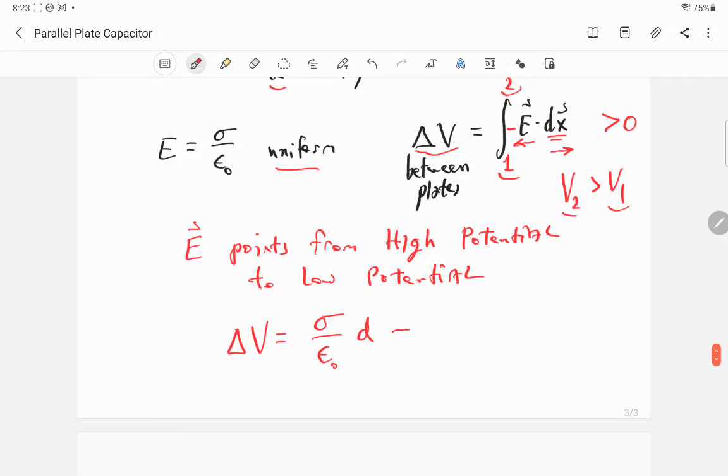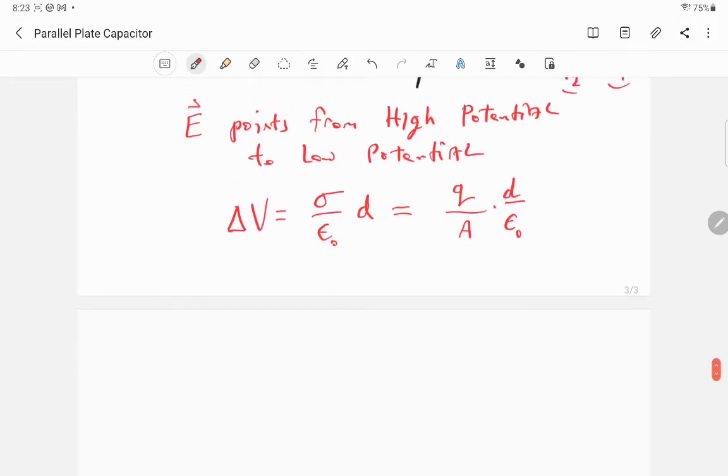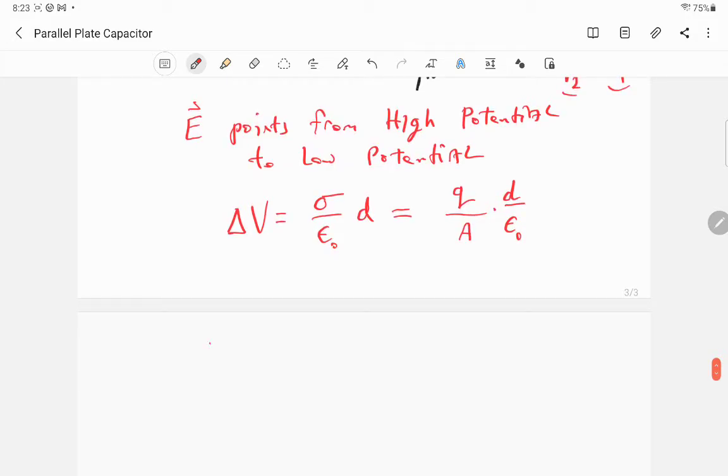So I'm going to update this. Remember that the reason we have sigma is because it's the charge per area, right? That's what sigma is. And I've got d over epsilon naught as the rest of the constants, right? And remembering that the capacitance is Q over delta V, and this expression right here allows us to calculate Q over delta V. Here is Q, and here is delta V.